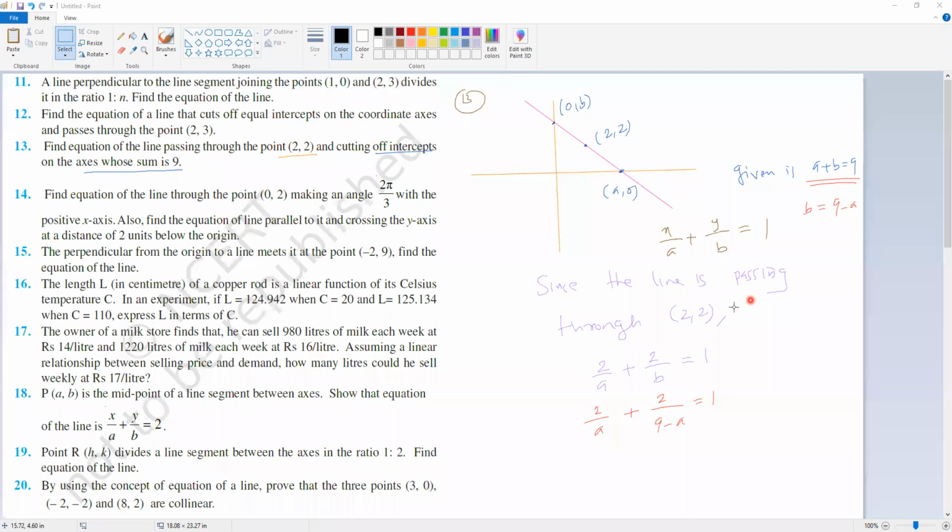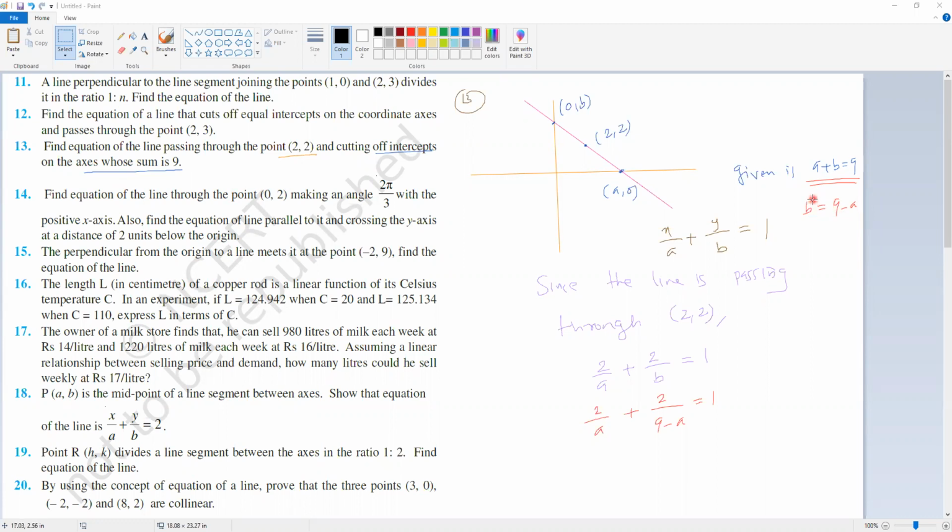Since it is passing through the point (2, 2), it is 2/a + 2/b = 1. So here two variables came, a and b. In the previous question both were the same because the intercept was the same, they said. But here nothing like that was said. What they said is the cut off intercepts on the axes whose sum is 9. That means a + b is 9. Sum of the intercepts is 9. So from this you got the value of b as 9 − a.